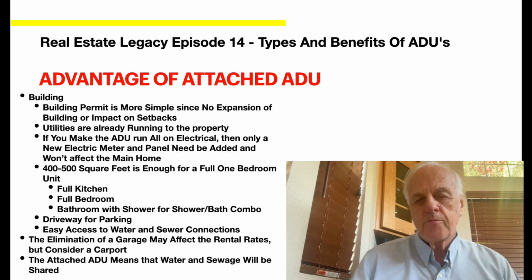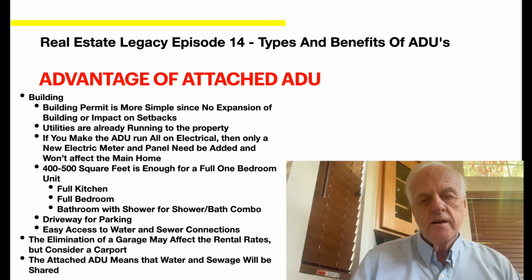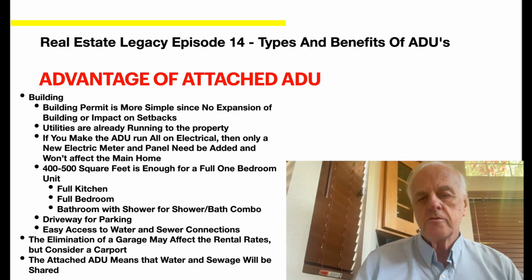I've seen 350 square foot one bedroom units, but typically 400 to 500 is going to be better for the one bedroom units, and that has a full kitchen, a full bedroom, and a bathroom with a shower and bath combo. And the reason for that, at least in the case of Napa, is if you have that, then you can actually be an investor and have two separate units, and you can do it multiple times.